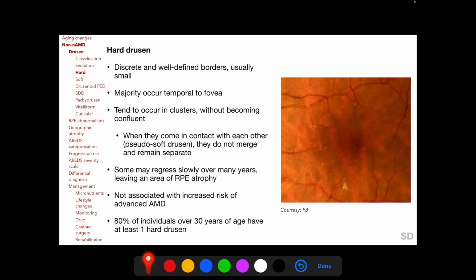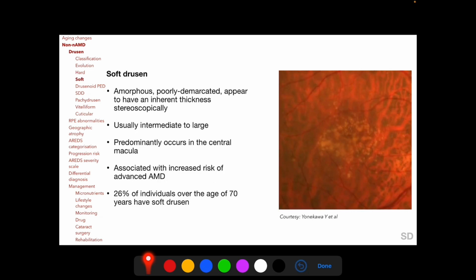A few hard Drusens, as seen here in this photograph, are not associated with increased risk of advanced AMD, and this is very important to remember. Hard Drusens are seen very frequently, and more than 80% of individuals over 30 years of age have at least one hard Drusen.